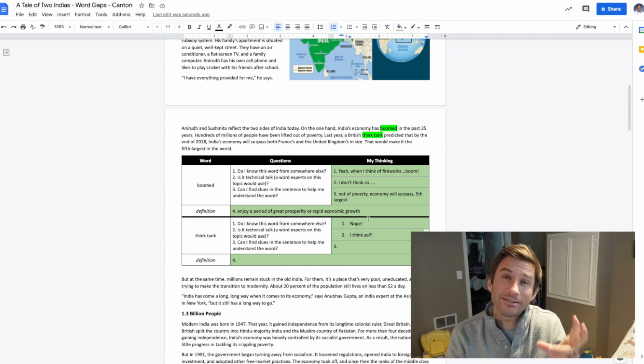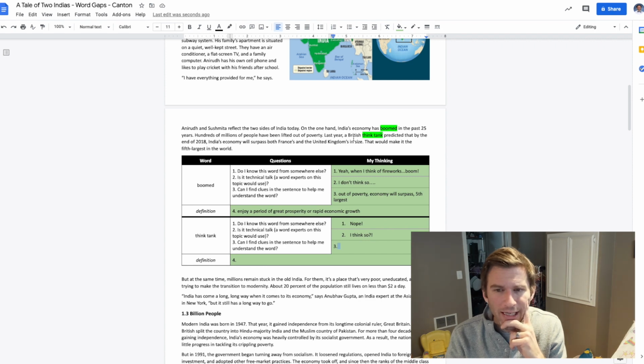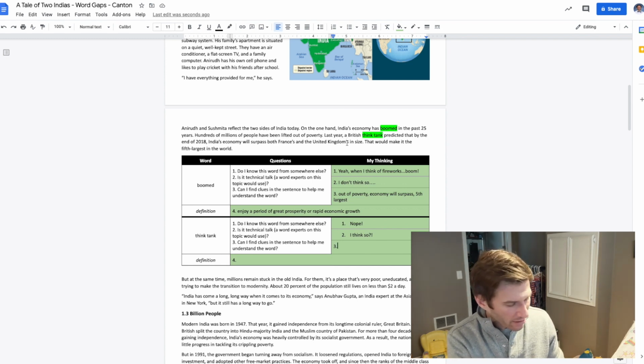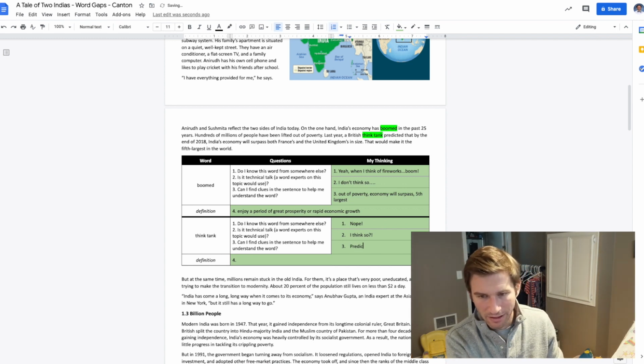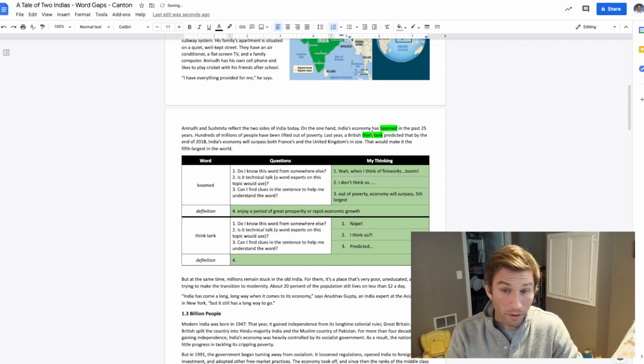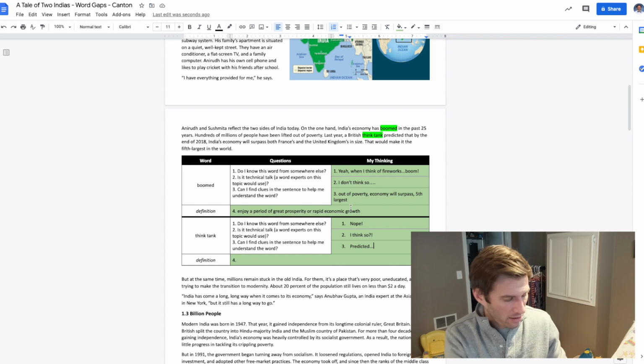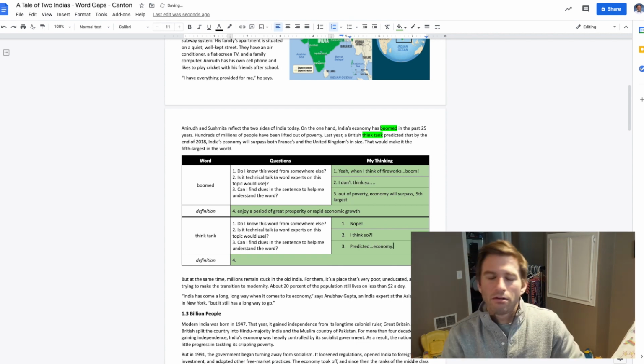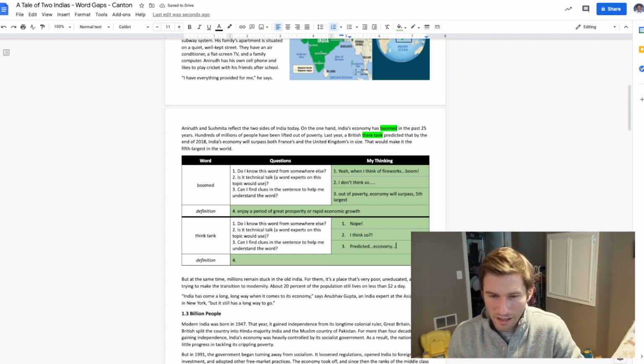Think tank definitely sounds like technical talk, and that's like that specific academic language that you would probably find in a textbook. Last year, a British think tank predicted. So in terms of context clues to help me understand the word, I do have a few context clues here, but I really got to dig deep. And one of them is predicted, and that's because there's this group, they're British, but it's a think tank, and they predicted that the economy, right? So they're predicting things about the economy.